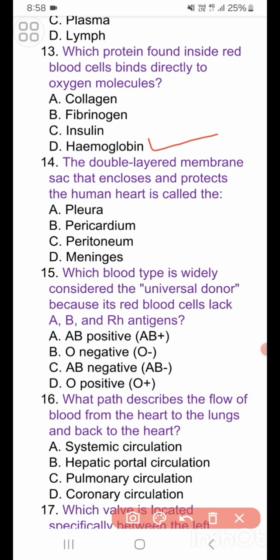The double-layered membrane sac that encloses and protects the human heart is called the pericardium. Which blood type is widely considered the universal donor because its red blood cells lack A, B and Rh antigens? O negative. What path describes the flow of blood from the heart to the lungs and back to the heart? Pulmonary circulation.